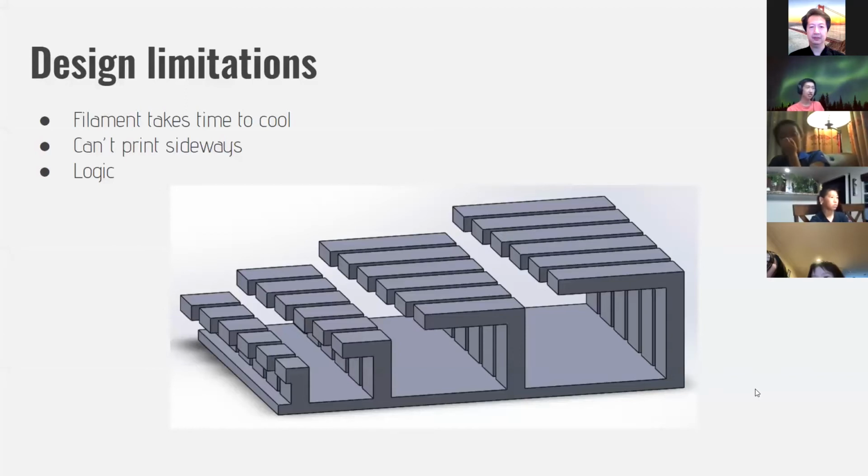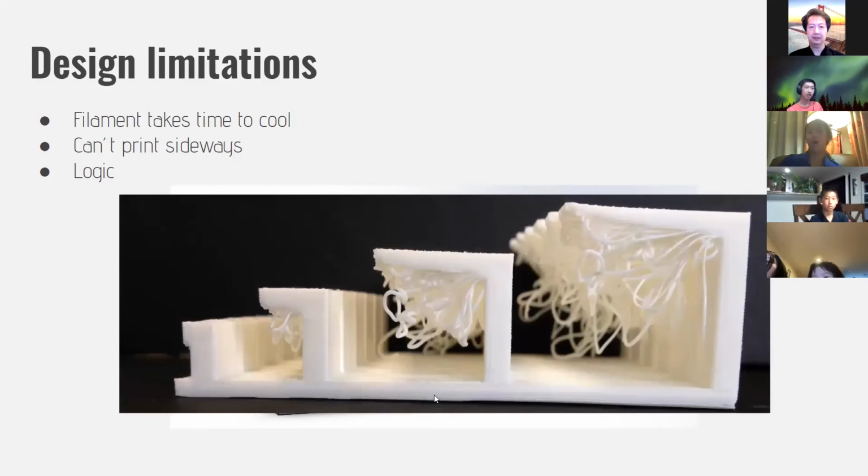Okay, design limitation. This one's kind of self-explanatory. Since the filament gets heated up, it takes time to cool down and harden. That means you can't just print sideways all of a sudden, because then it would just sort of limp down. For example, printing this probably wouldn't work out that well. This would still kind of work, but it wouldn't be as clean as you would want. It ends up like this, and you do not want this on your finished product.